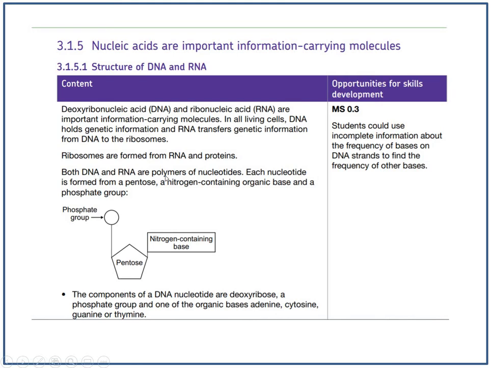Both DNA and RNA are polymers of nucleotides, and each nucleotide is formed from a pentose, a nitrogen-containing base, and a phosphate group. So here is the structure of one nucleotide, and the components of a DNA nucleotide are deoxyribose, a phosphate group, and one of the organic bases: adenine, cytosine, guanine, or thymine. And students can also use incomplete information about the frequency of bases on DNA strands to find the frequency of other bases.